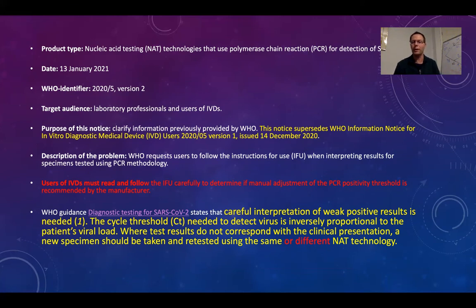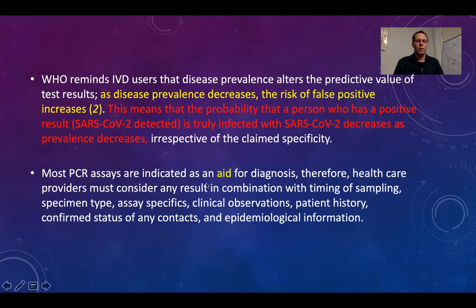So this might be like the Elisa versus the Western blot HIV test. Like this particular test, the PCR test, we're not sure that the thresholds that are being used are giving us accurate results. As disease prevalence decreases, the risk of false positives increase. This means that the probability that a person who has a positive result is truly infected with SARS-CoV-2 decreases as prevalence decreases.